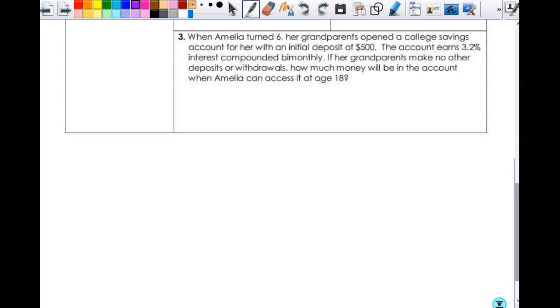Okay, so one thing that always comes up when we do this is that no other deposits or withdrawals. I mean, most of the time when you put money in an account, you're either going to take some out or put more in, like if you're saving. But we're just looking at this as let's pretend like this is all that's happened.